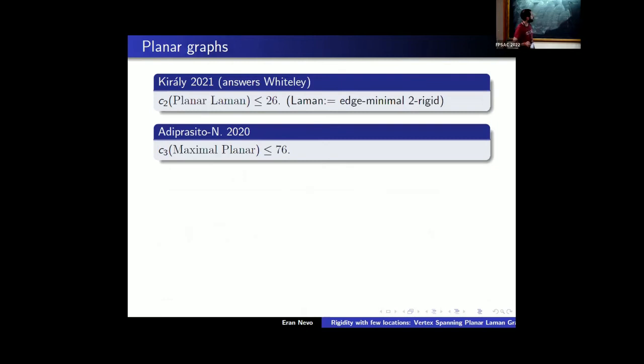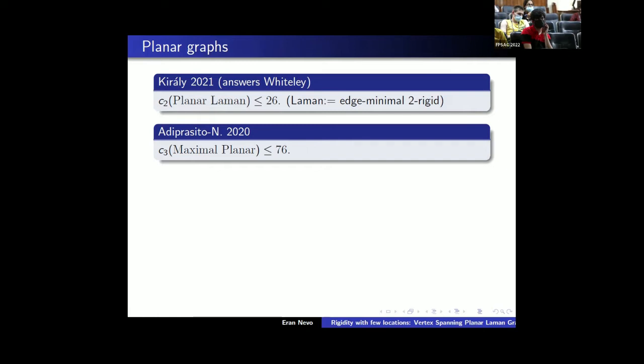Let's consider now the family of planar graphs. So Király, answering a question by Whiteley, showed that C_2 of what's called planar Laman graphs, namely planar graphs that are minimally 2-rigid, minimally with respect to edge deletion, and so they can be rigidified with 26 locations, all of this family.